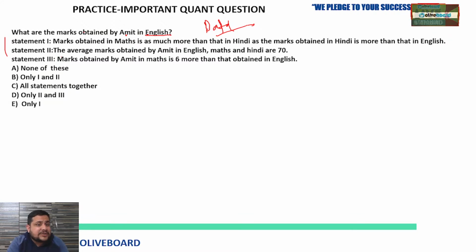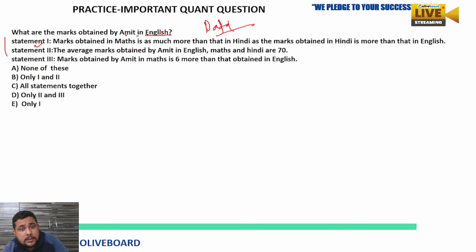In data sufficiency, you just have to check the data, that is fine, but how you have to approach, because there can be more confusion in this type of question. You have many statements, how will you merge them, how will you check them separately? That right approach you are learning here, right? Clear? Okay. Now see, what are the marks obtained by Amit in English?